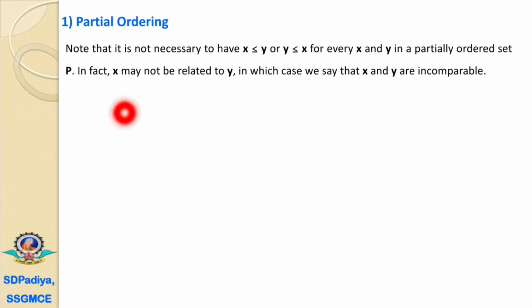Now note that it is not necessary that x has a partial order relation with y or y has a partial order relation with x for every x and y in a partially ordered set P. In fact, x may not be related to y, in which case we say that these elements x and y are incomparable.